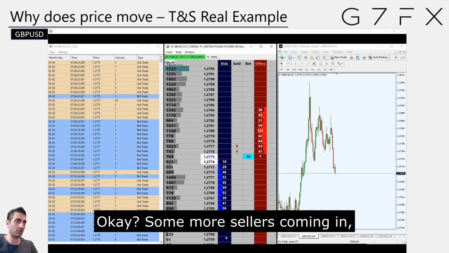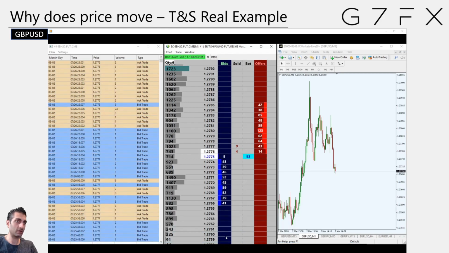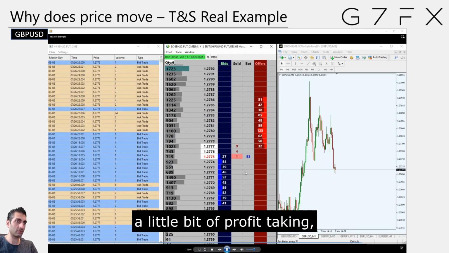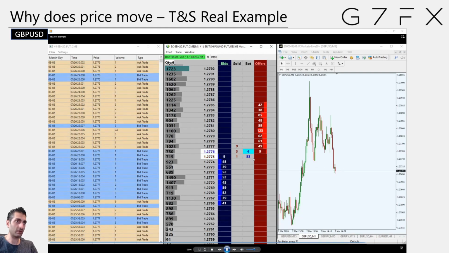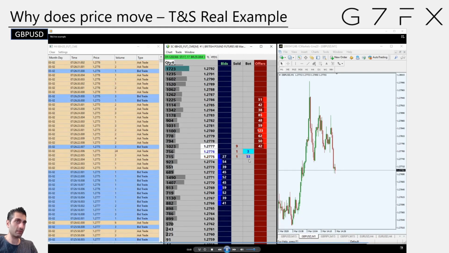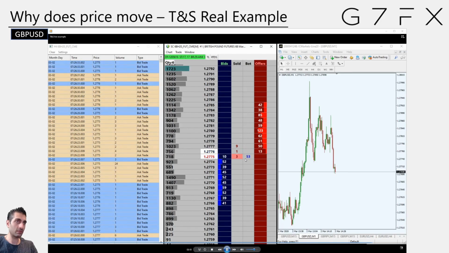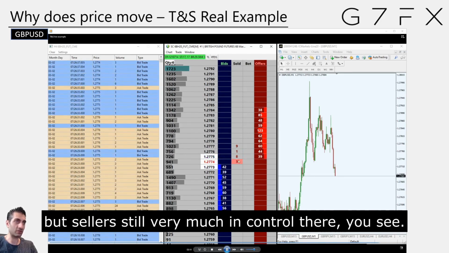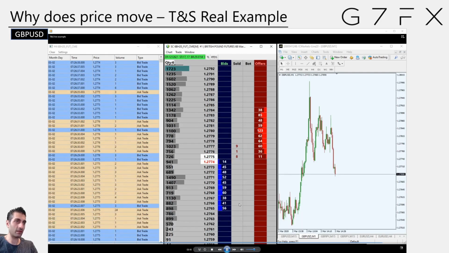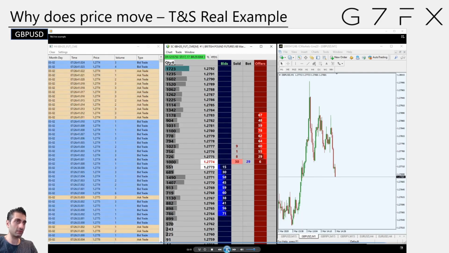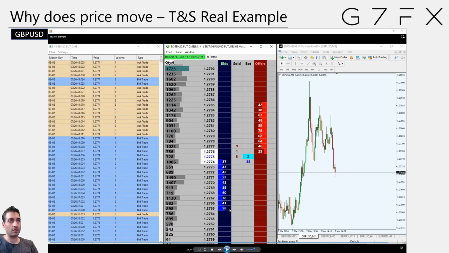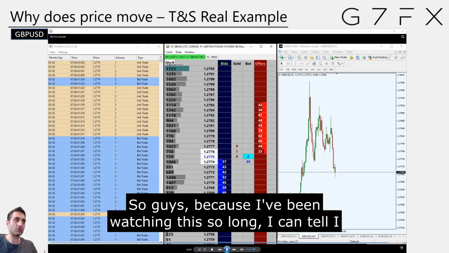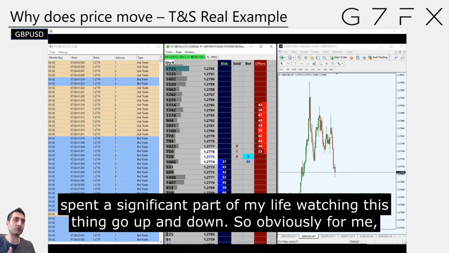Okay, some more sellers coming in. A little bit of profit taking. But sellers still very much in control. There you see. So guys, because I've been watching this so long, I can tell I spent a significant part of my life watching this thing go up and down.